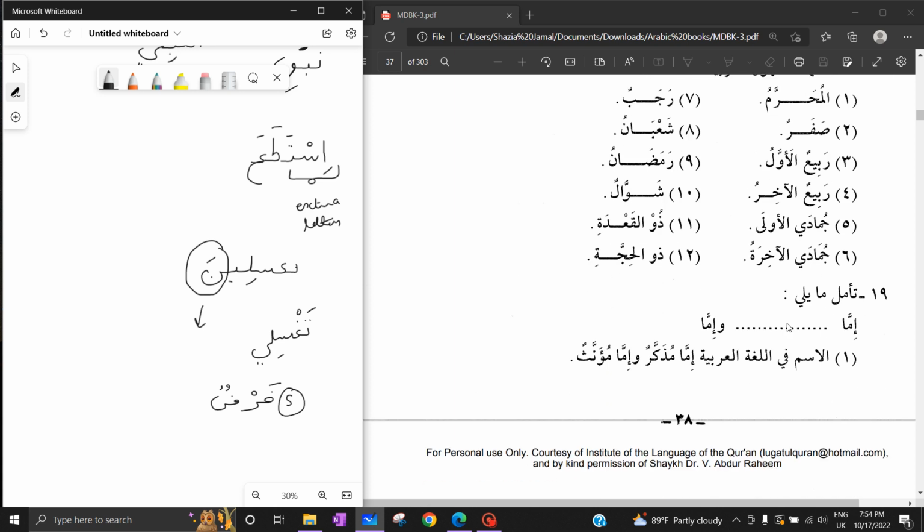Tamil Mayali means complete what is following. Imma and wa imma. In an Arabic sentence, when imma is repeated in the same sentence, its meaning is either this or that. For example, al-ism fi al-lughati al-arabiyya imma mudhakkarun wa imma muannasun. What is the translation? The noun in the Arabic language is either male or feminine.